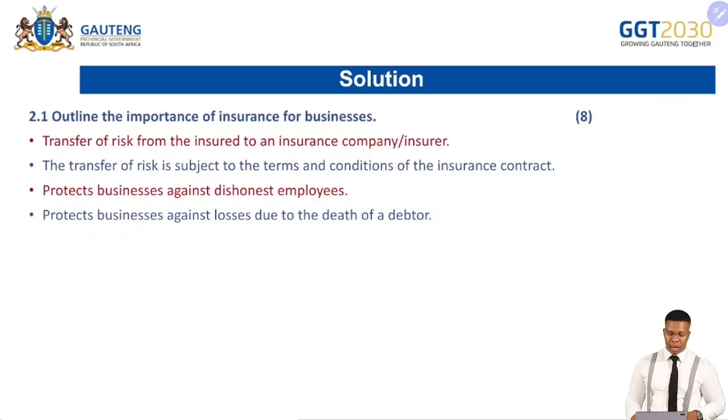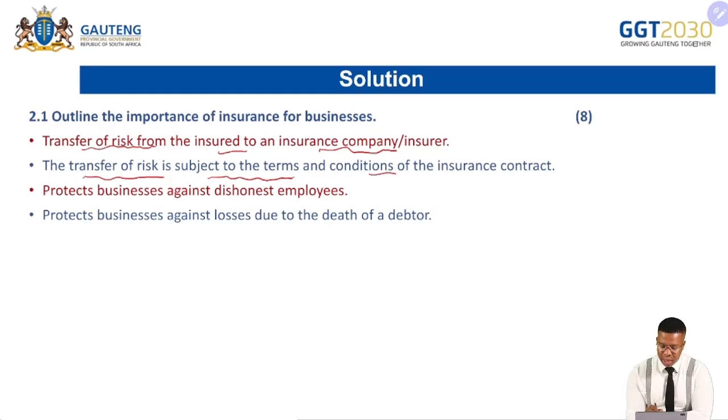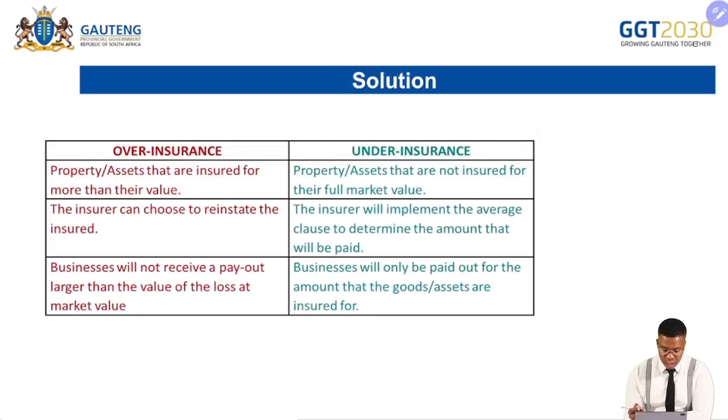The importance of insurance, or advantages of insurance for the business, is that the business will transfer the risk from the insured to the insurance company or insurer. And then the transfer of risk is subjected to terms and conditions of the insurance contract, which we can also consider to be the principles of insurance. It also protects the business against dishonest employees. And then the last part is that it protects the business against losses due to a debt of a debtor. That's a total of 8. Then we move to another question.